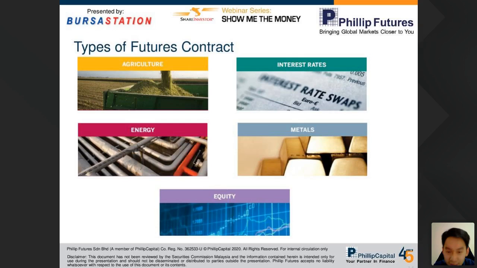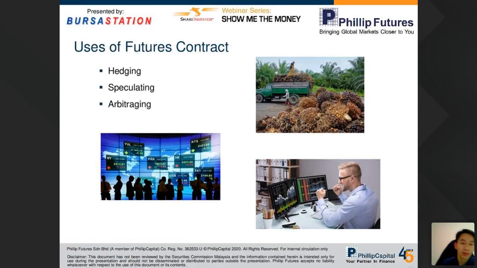If you are interested to trade, you can look up more online. But I'll go through some of the details of the futures contracts later. Okay, next, what are the uses of futures contracts? Futures contracts are mainly used for three main purposes: hedging, speculating, and arbitraging. I'll cover more in depth in the next section where I'll talk a bit about the market participants.